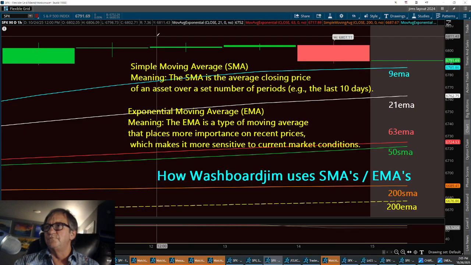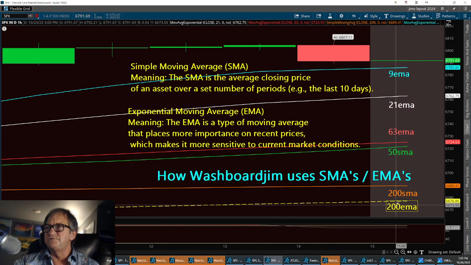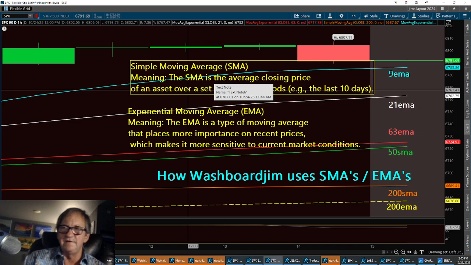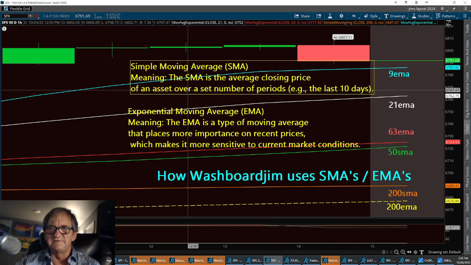So we're going to go through some charts now. And each one of these moving averages I use as support and resistance levels. Or if I want to get out of a trade and it hits like a resistance line, it hits the 63 or the 50 SMA, I want to get out of the trade or get into the trade. Same as the 200 SMA, the 200 EMA. These are all good moving averages.